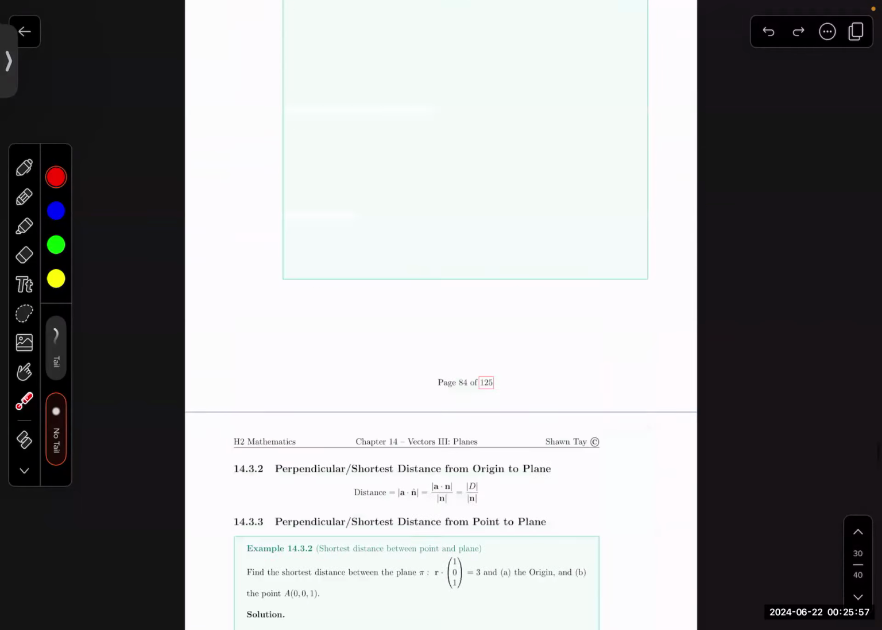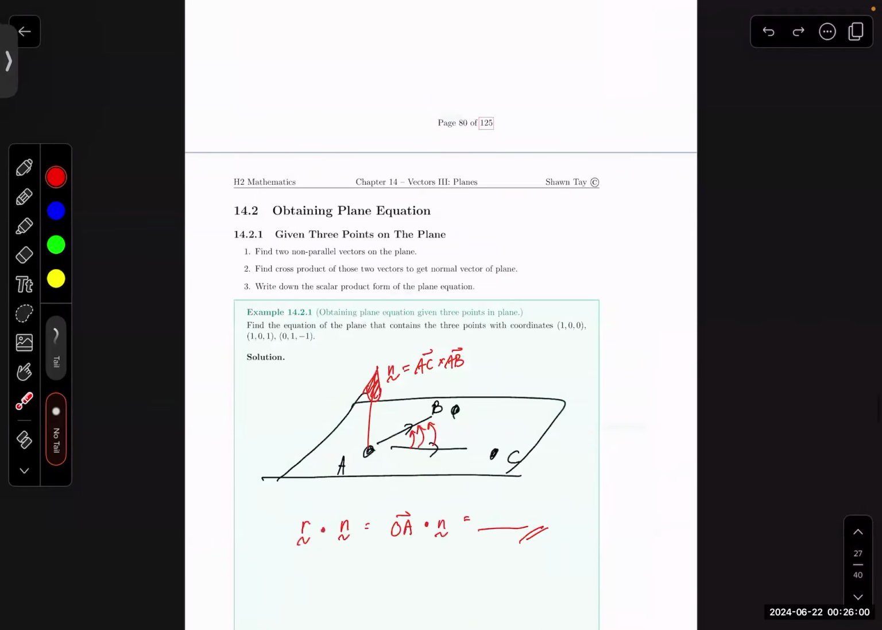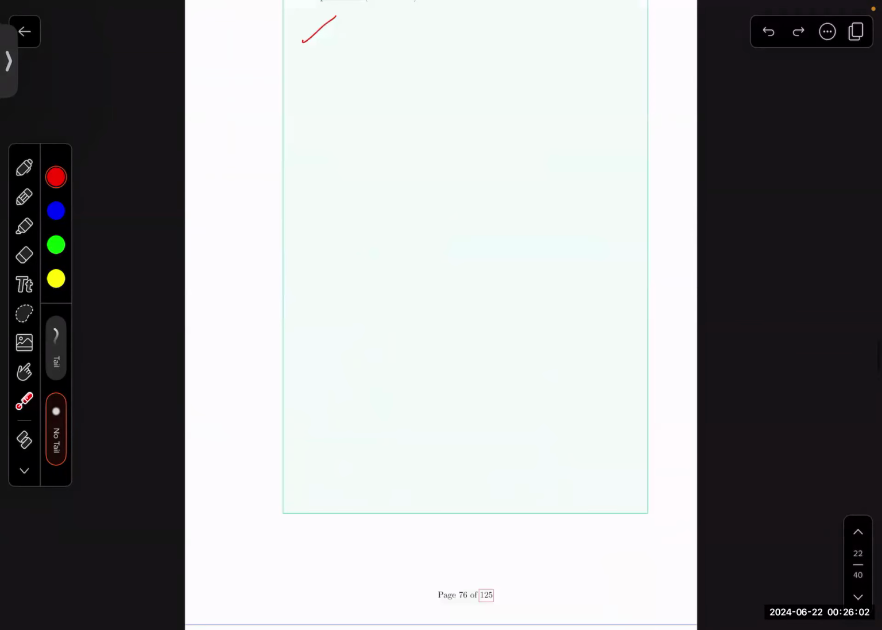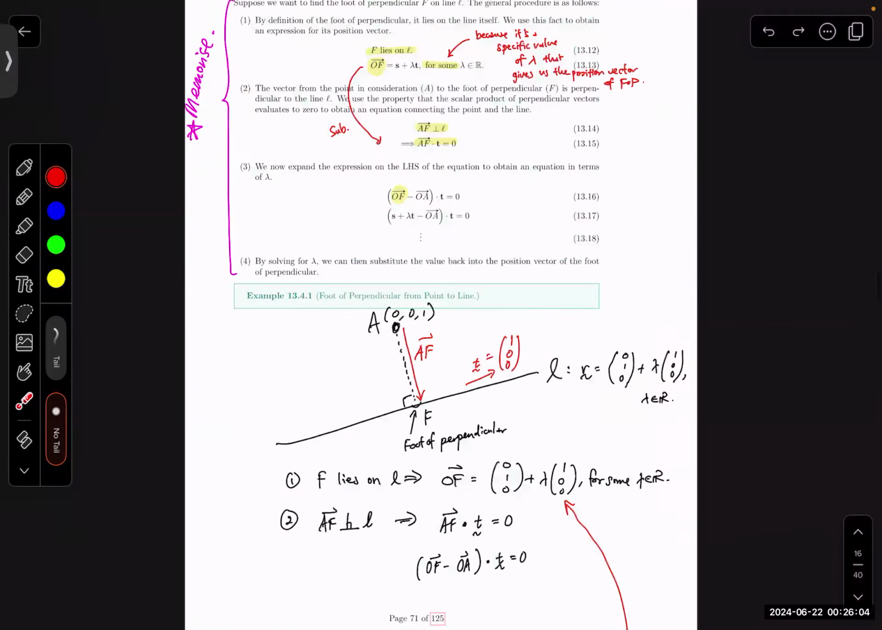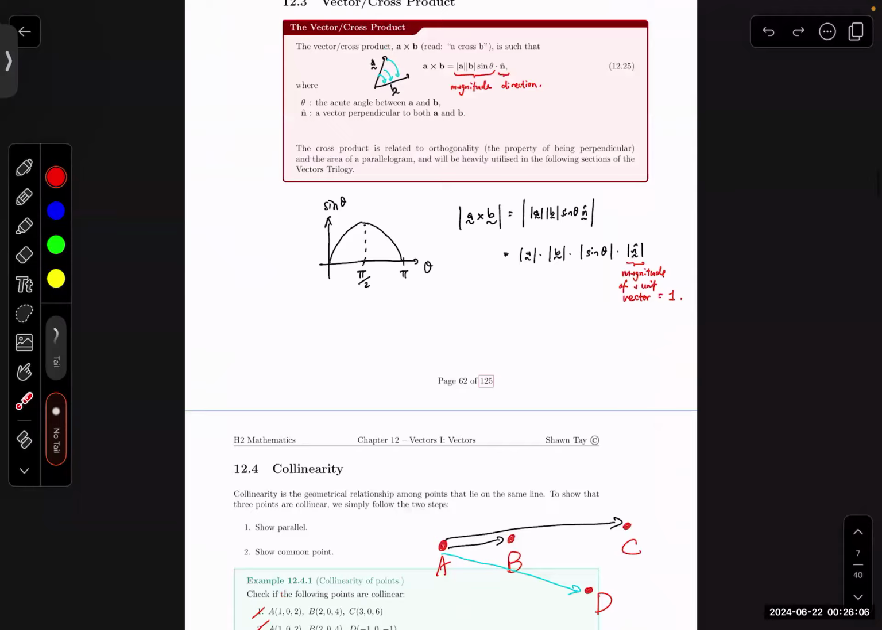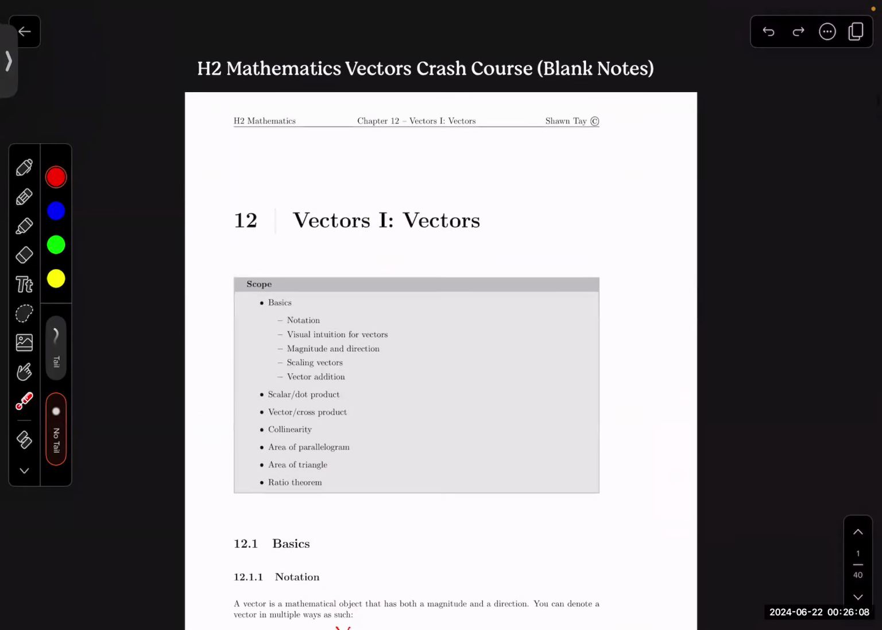The only thing I didn't cover today is abstract vectors, so how to deal with things like dot product and cross products with only abstract vectors. That one we will cover in another lesson, either a crash course or something. So that's all for today.